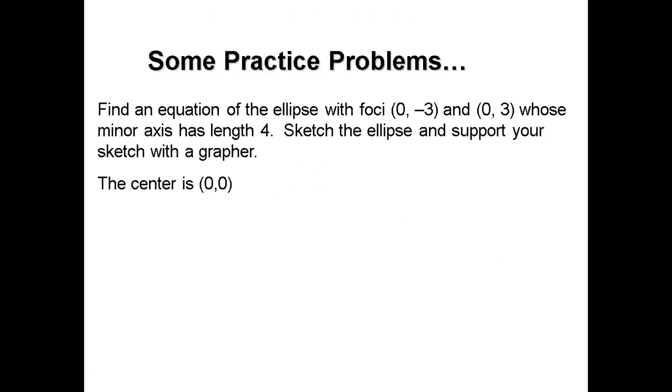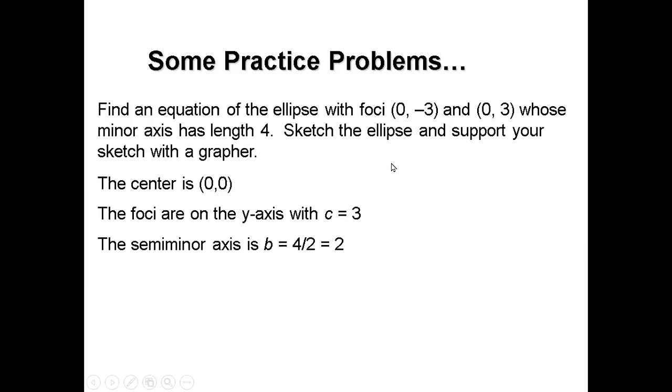Let's start. So we can say that the center is (0, 0), and the foci are on the y-axis with c equal to 3. And then the semi-minor axis b: the total length of the minor axis is 4, and we're looking for the semi-minor, so we divide it by 2. We get 2, so b is equal to 2.